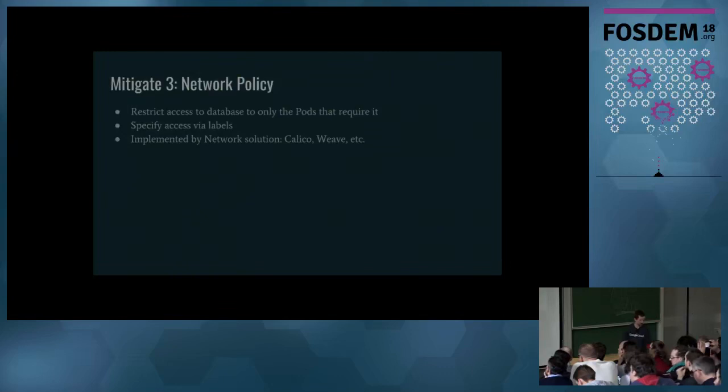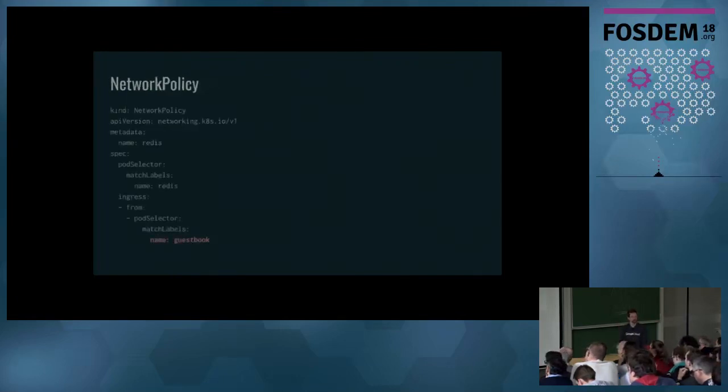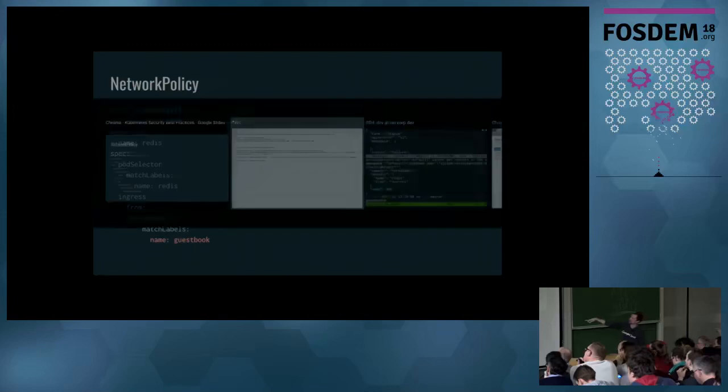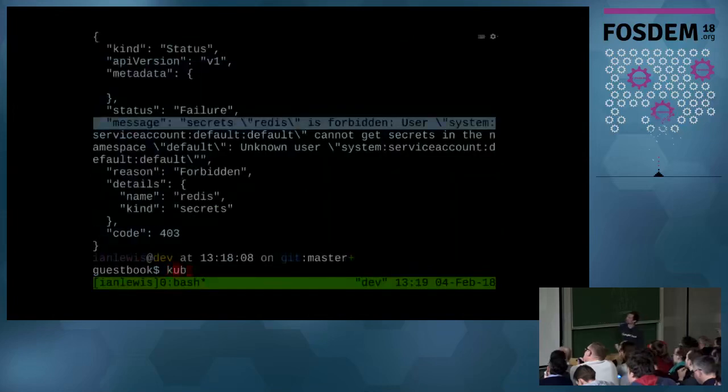Another idea is to use network policy. Network policy allows you to, at the network level, say this pod can access this pod, or this pod can't access this pod, and that sort of thing. And you can set that up by pod labels. So here we have a pod selector that matches the Redis server, and then we say that only the guestbook application can have ingress into the Redis cluster.